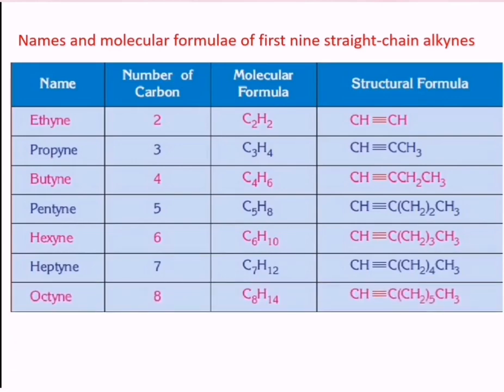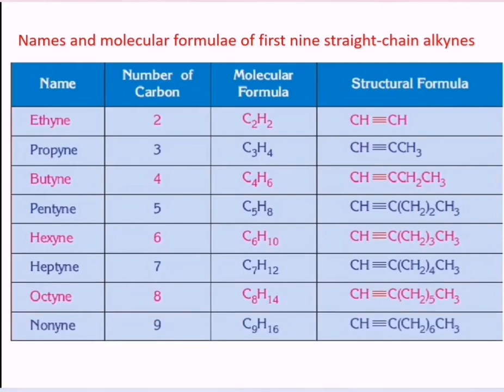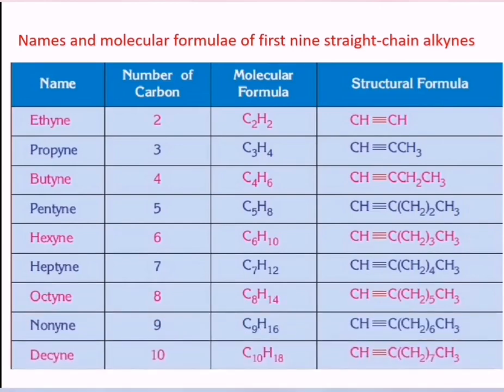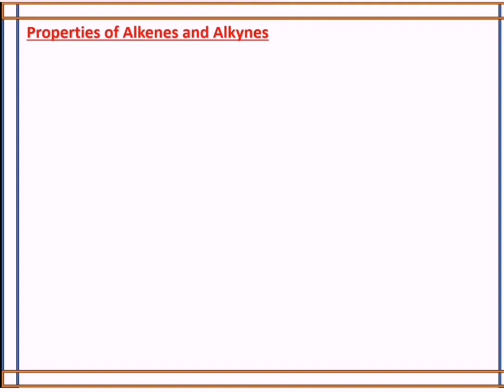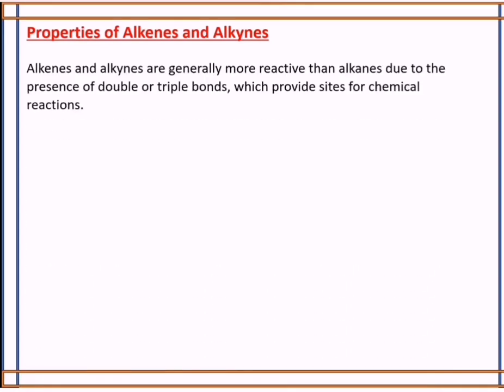C6H10, heptyne, C7H12, octyne, C8H14, nonyne, C9H16, decyne, C10H18. Let's look at the properties of alkenes and alkynes.